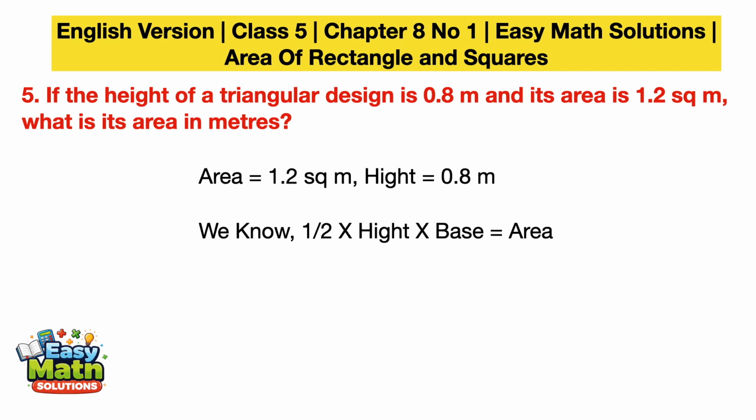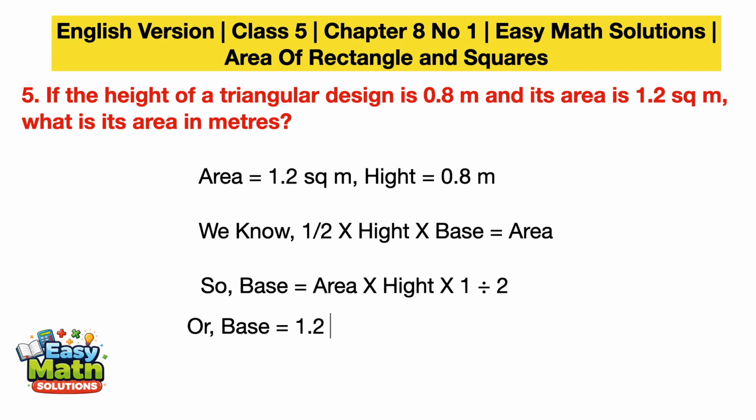Area equals half into its height into base. So base equals height into area divided by 2. Then base, here we need to identify base. Area 1.2 into height 0.8 divided by 2.